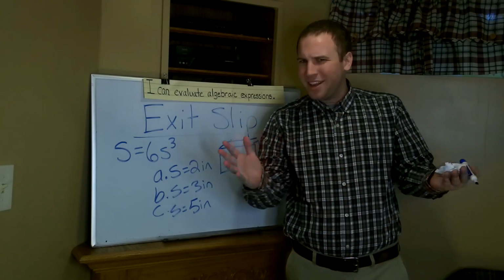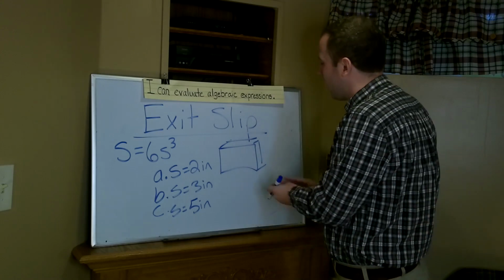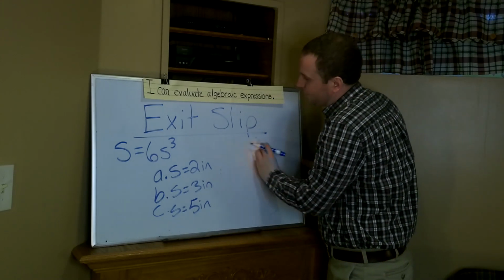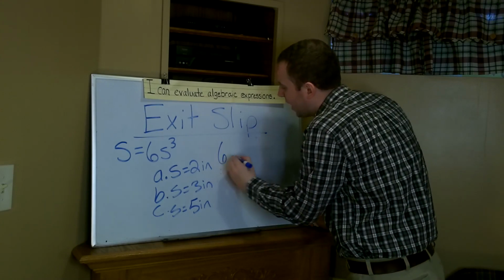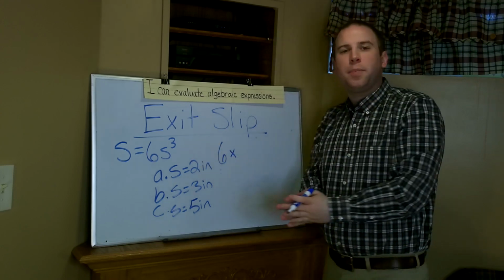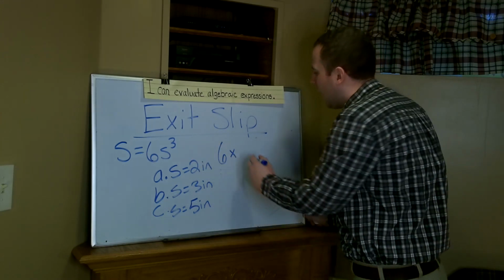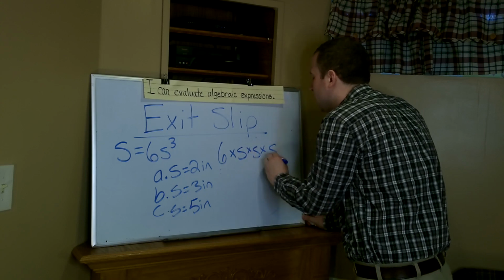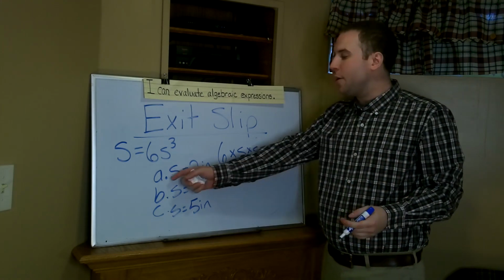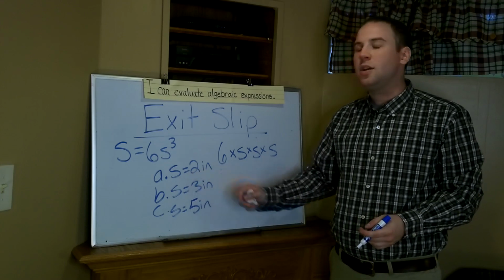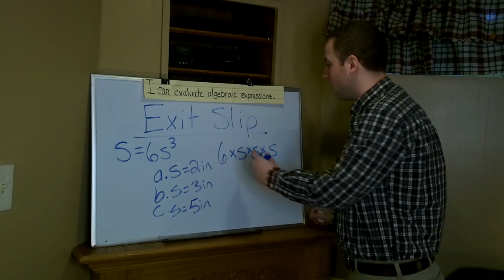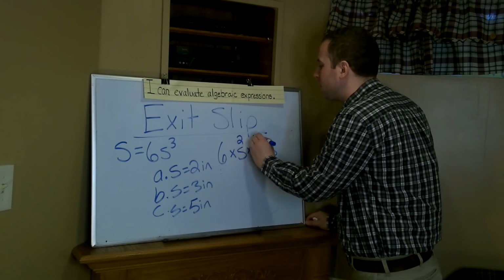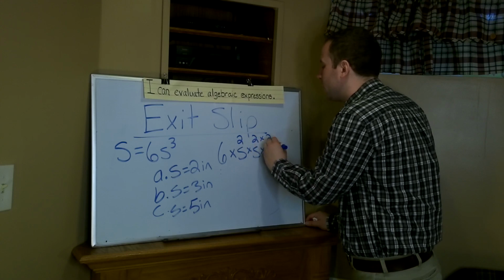All right, let's go ahead and solve it, shall we? So in looking at this, we now have 6 times, if I were to break apart s cubed, I would get 6 times s times s times s. So let's first go ahead with our problem A here with s equals 2 inches. So in doing so, I get 6 times 2 times 2 times 2.